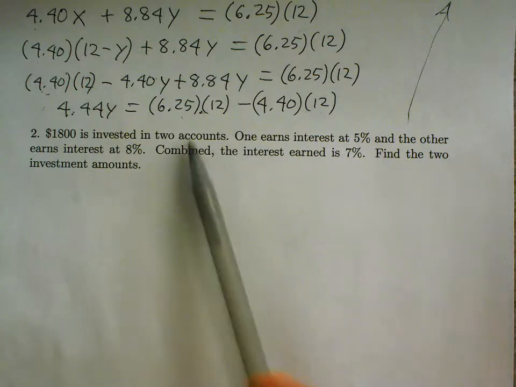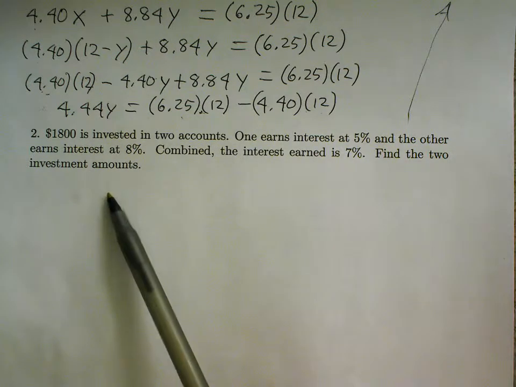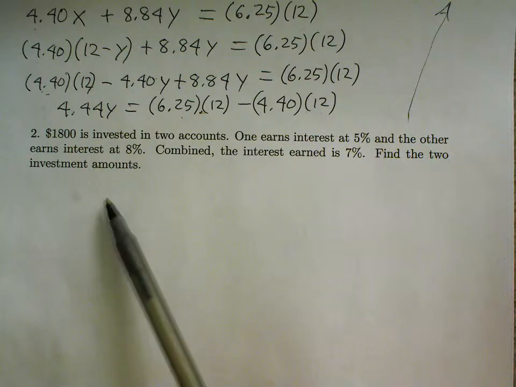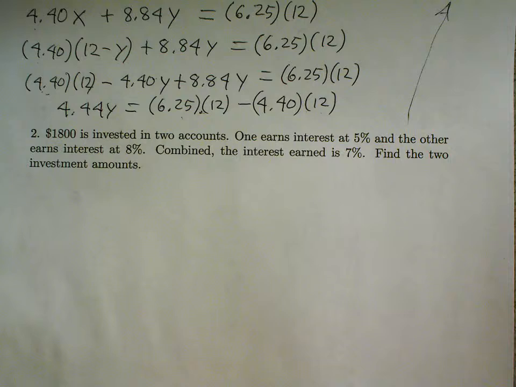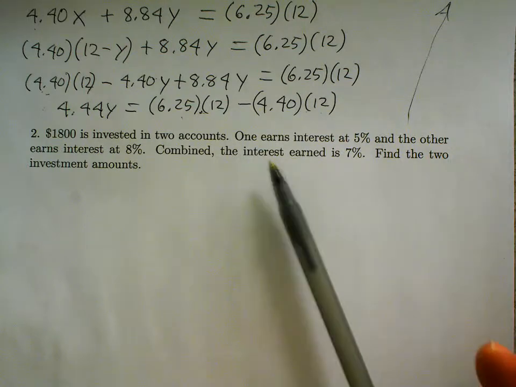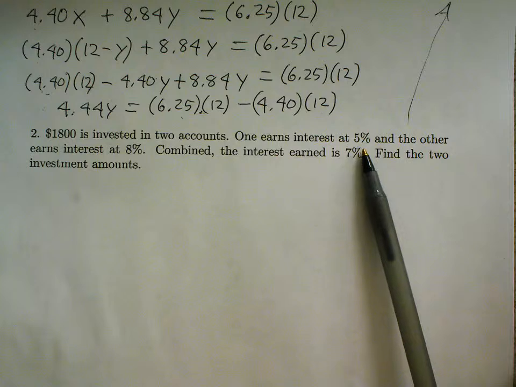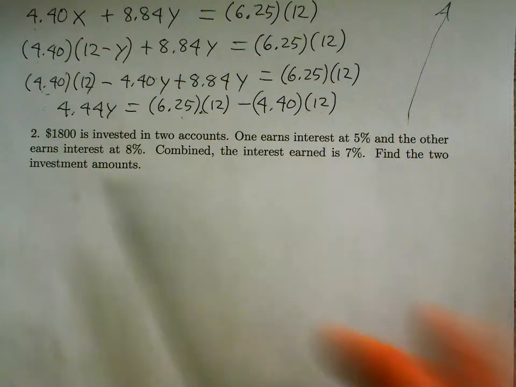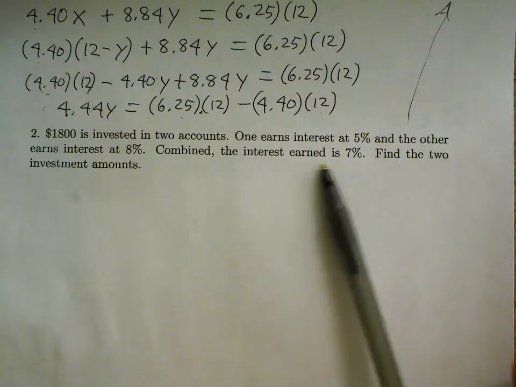Okay, so we have two accounts, so there are two investment amounts. And altogether, there is $1,800 invested. One of those amounts earns interest at 5%, and the other earns interest at 8%, and combined, the interest earned is 7%.